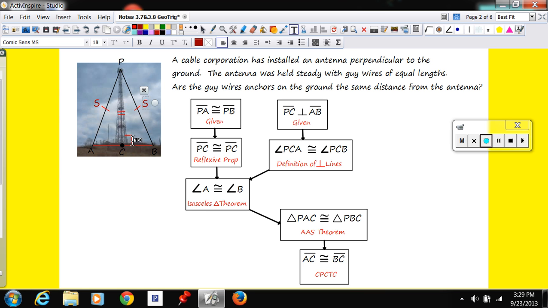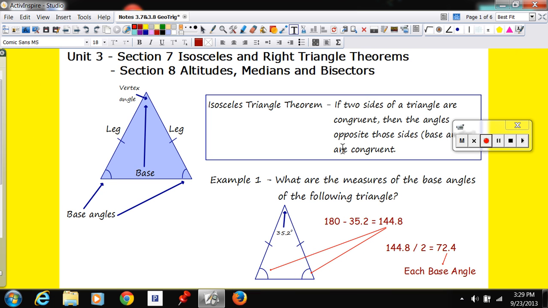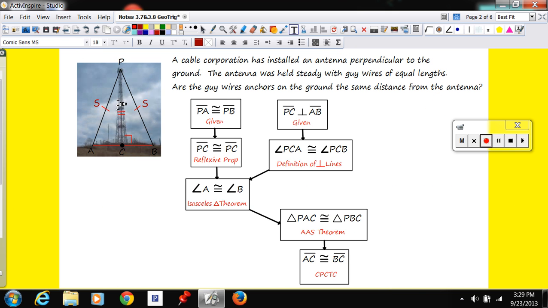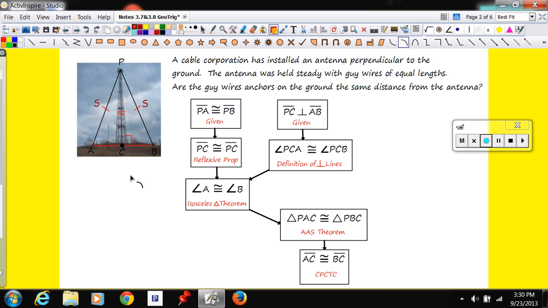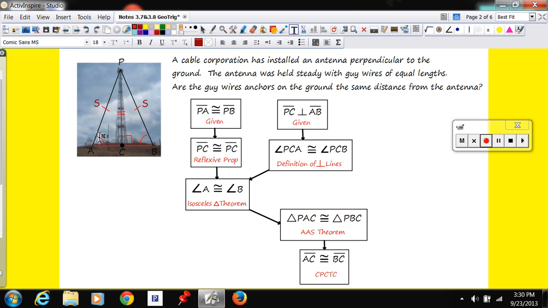I have angles down here. I also have angle A congruent to angle B, because if you remember from the last slide, the isosceles theorem says that if two sides are equal, then the angles have to be equal. So if I know that these two sides are equal, that means I can put an arc here for angle A, and I can put an arc here for angle B. Those two have to be equal. And that is an angle congruent to an angle.